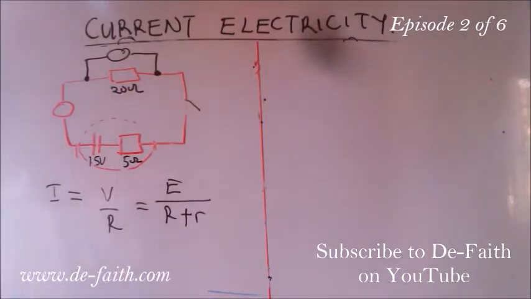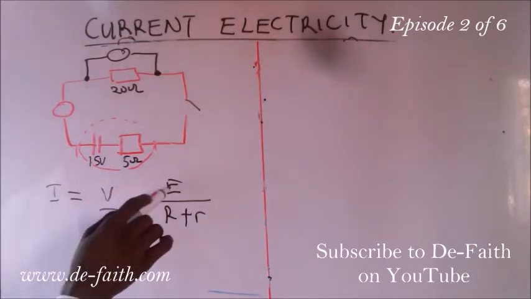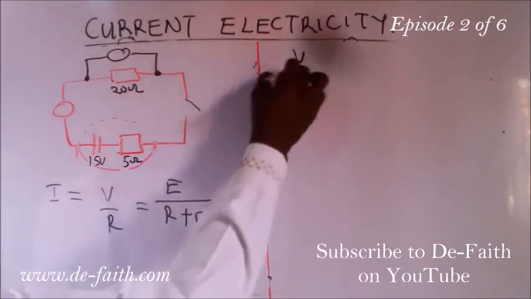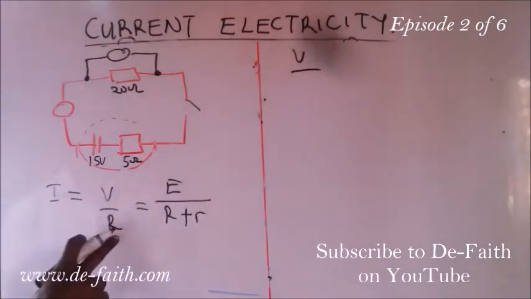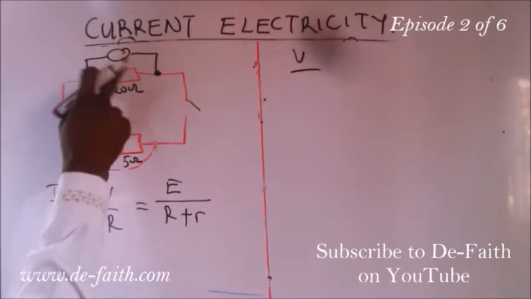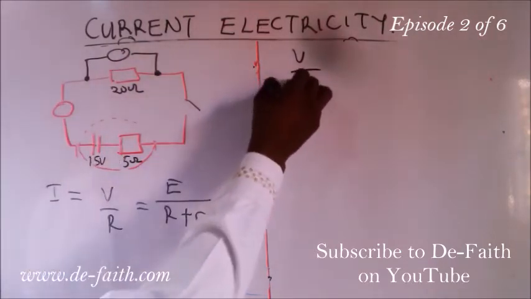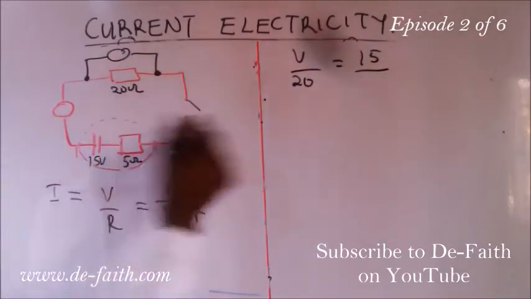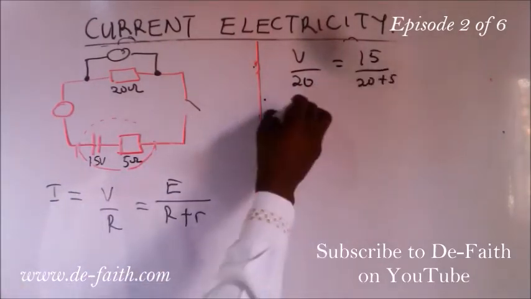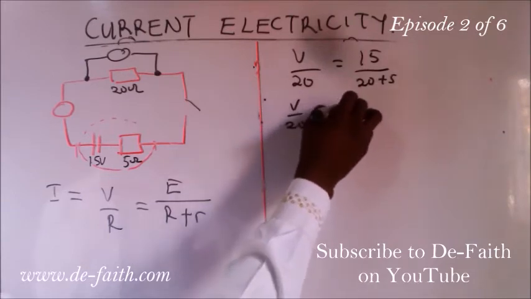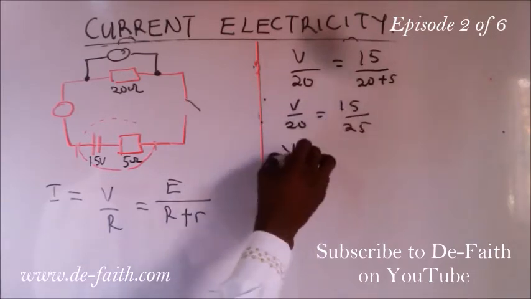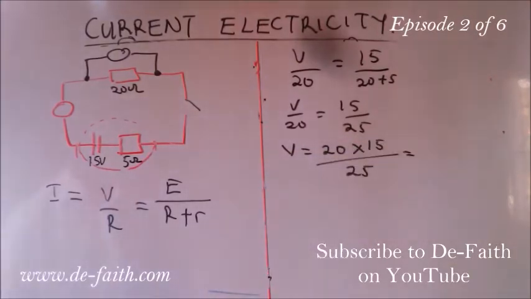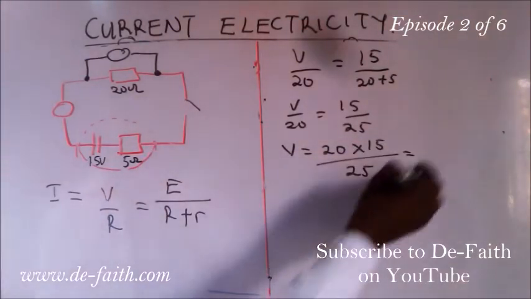We're not given a current, but in this question, we're given the EMF to be 15. That is the voltage of the cell. We are looking for V. We have our R. Now this R here is for this external resistor, which is 20, and the EMF, which is 15, over R plus r, that is 20 plus 5. So we have V over 20 equal to 15 over 25. So V equal to 20 times 15 over 25. And when we multiply this, we would have 12 volts.